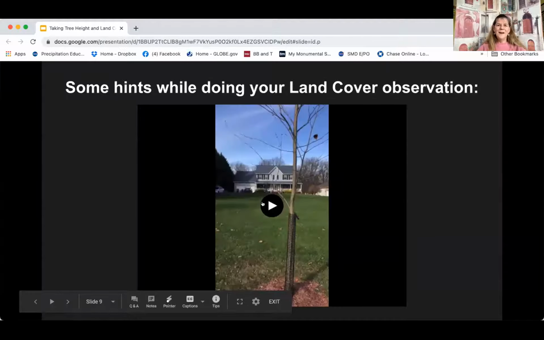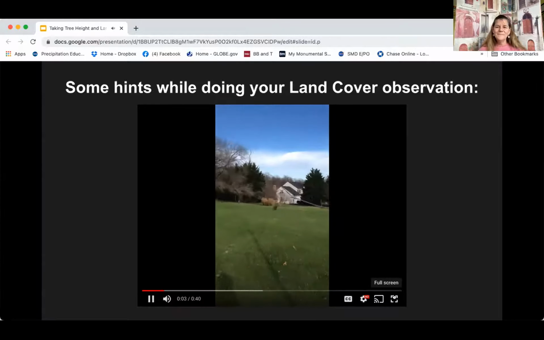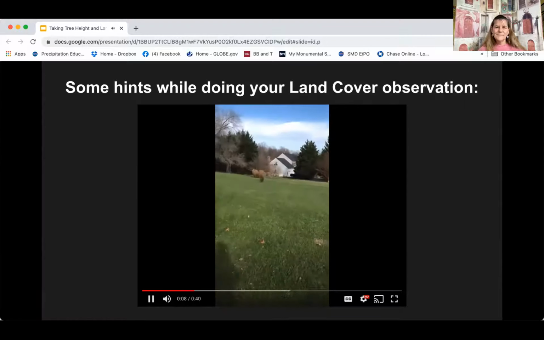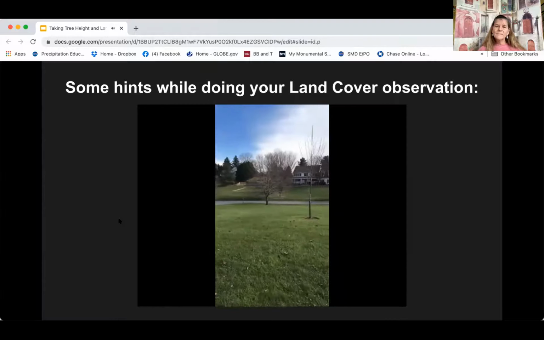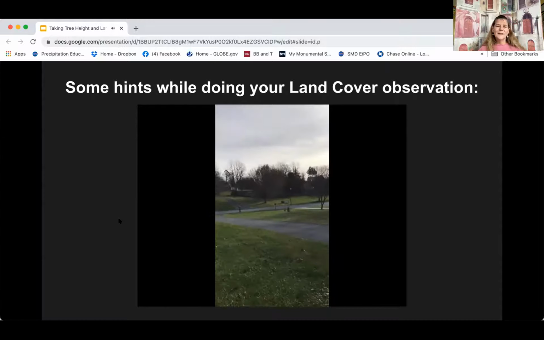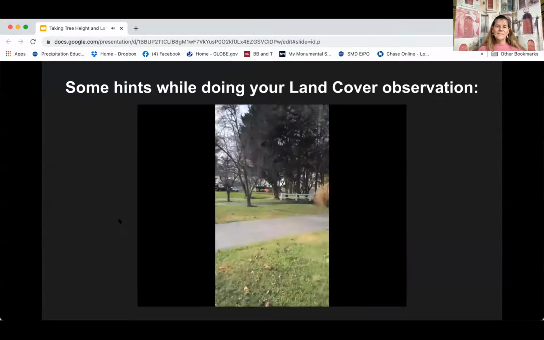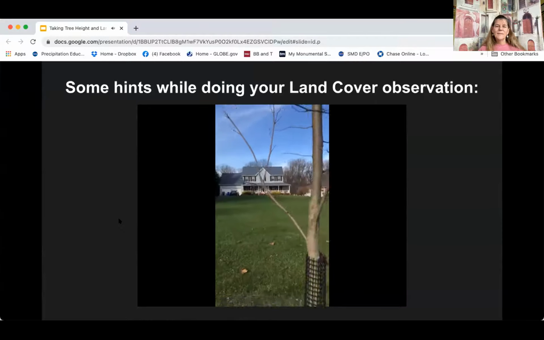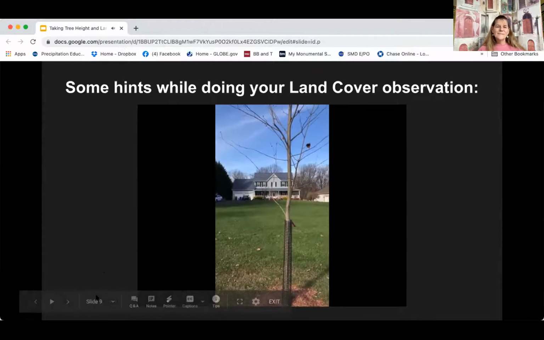Next slide. All right, here's a couple of hints. One thing you may note is from my tree here, as I'm going to take my land cover observation, in some of the directions in which I'm looking, I can get a pretty good view, at least a football field's worth of view. But there's a few other places, say where that fence is, and that fence, and over here where I've got this tall barrier of cypresses, and even my house, where I'm not exactly getting as far of a distance as I would like, but that's okay.